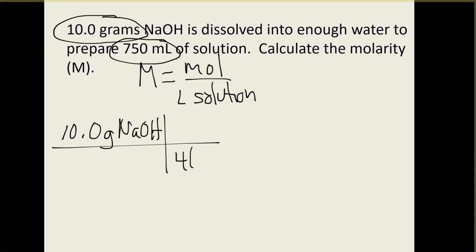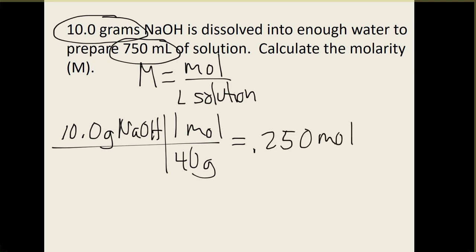So there are 40 grams in 1 mole. We already talked about how you use the periodic table. So 10 divided by 40 grams would be 0.25 moles of my solute. I'm going to go ahead and put that into my equation. Okay, now we need to calculate how many liters of solution. It tells us milliliters of solution.